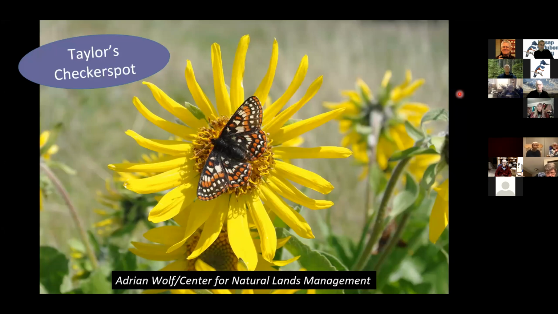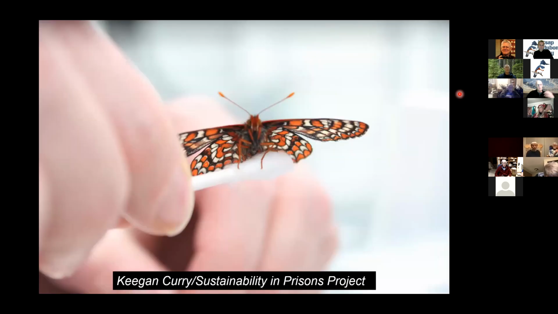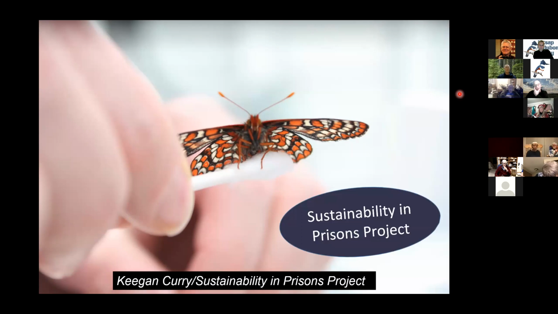One that's listed as threatened on the Endangered Species Act is the Taylor's checkerspot butterfly, once abundant. Some of the record counts, people saw thousands of Taylor's checkerspots in a single day in the spring back in the day. Now they're found at fewer than a dozen locations on the Nisqually Prairies. But in a really unique project between the Washington State Department of Corrections and the Evergreen State College, they've created something together they call the Sustainability in Prisons Project.